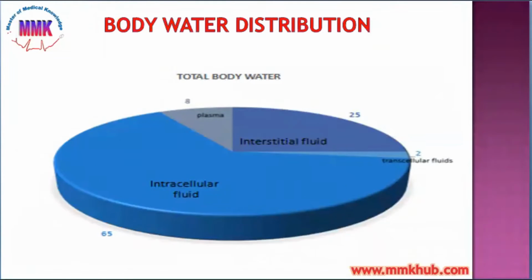If we see this pie chart, we can notice the distribution of body water. Of the total body water, almost 65% is present in the intracellular fluid compartment, while 25% is interstitial fluid, and small amounts are present, almost 8% in the plasma, and 2% as the transcellular fluids.